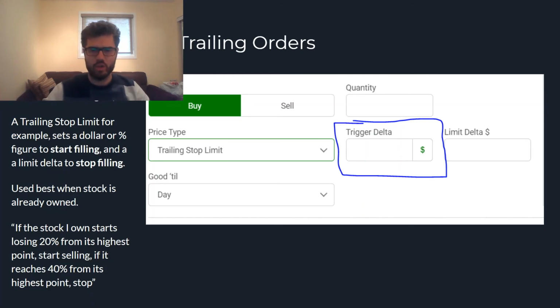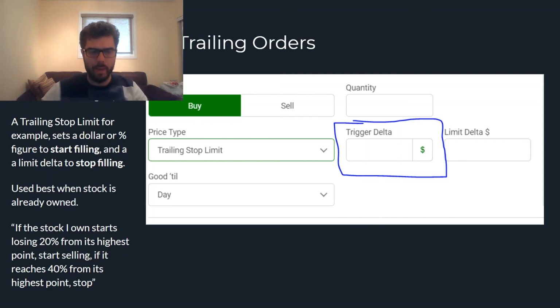Now let's talk about what a trigger delta is. So this is exactly the same as the limit. So this would be a trailing stop limit. This is exactly the same as a stop limit. You're setting a trigger and a limit, okay? For you to start getting filled at one price and stop getting filled at another one. Now, obviously, if it's going the other way around, you're going to be filled at a better price, right? So this is why we're setting a limit in one way, not both ways, right? It's not an option, so we're not trying to swing two different ways here.